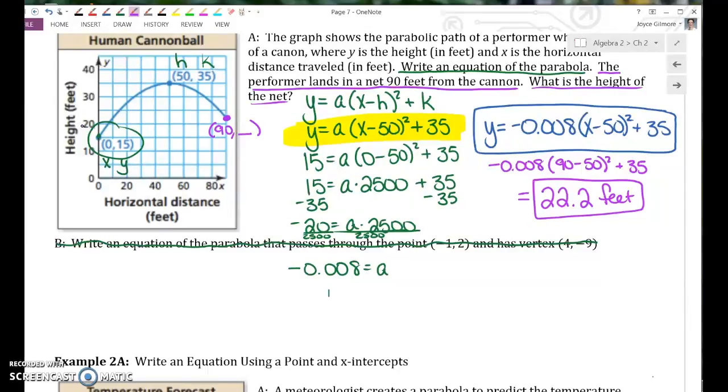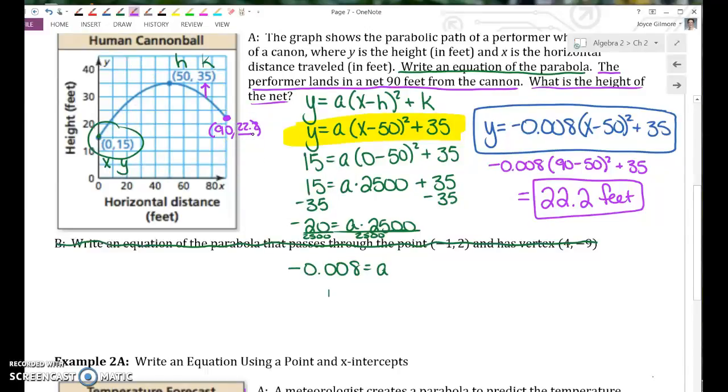mean in relation to the real world situation. So his starting point is (0, 15). 0 means he hasn't done any horizontal distance yet. 15 means he's starting on a platform. That cannon is 15 feet high. So he's starting 15 feet up, and then he travels in this arc shape. He makes it to a max height. Remember, the y value of the vertex is a maximum height. His max height is 35 feet, and then he lands in a net at 22.2 feet.